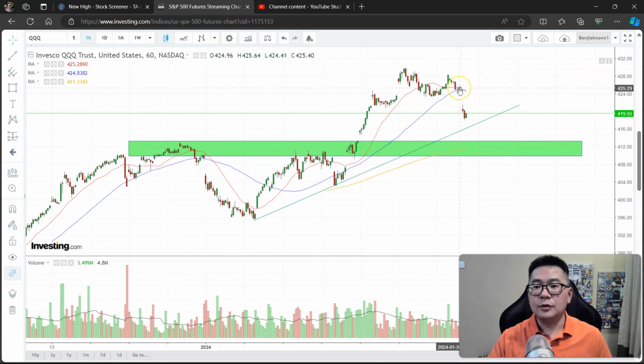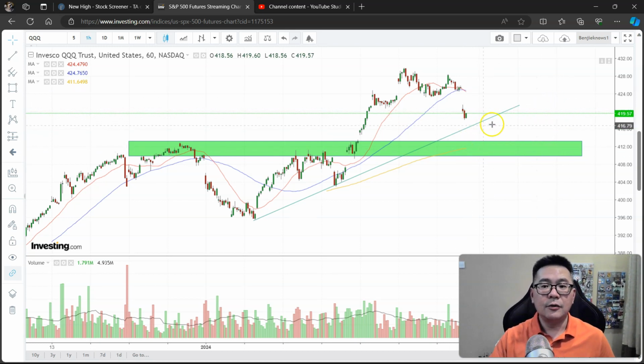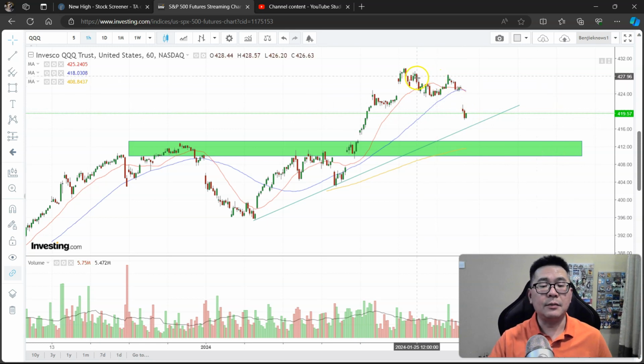It's not a good time to buy tech stocks at the moment. For the short term, maybe wait for it to drop to this area, stabilize, and then see whether it goes back to the 60-minute 20 MA.